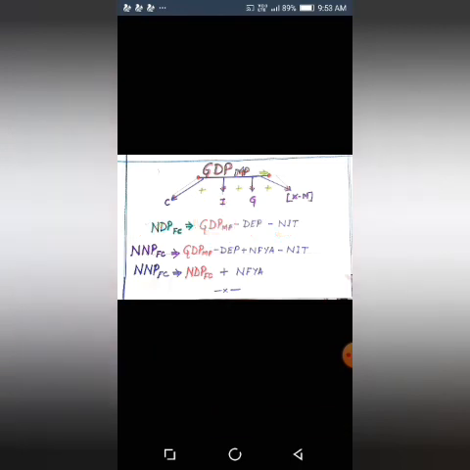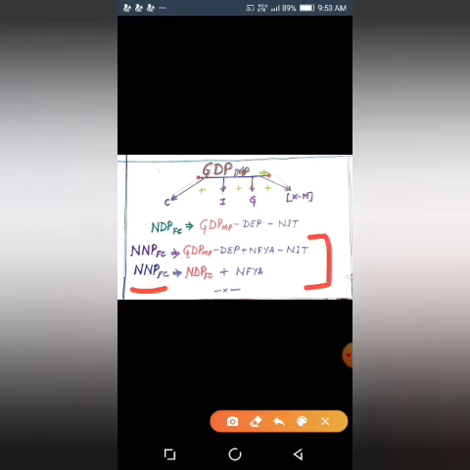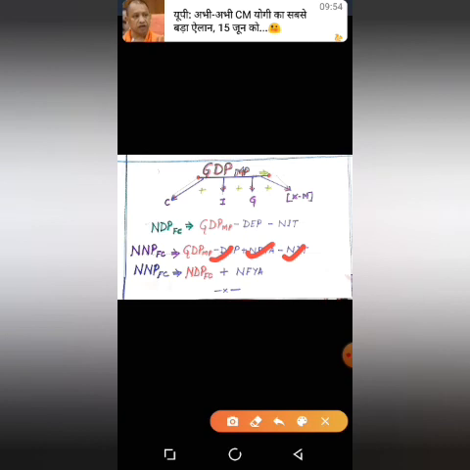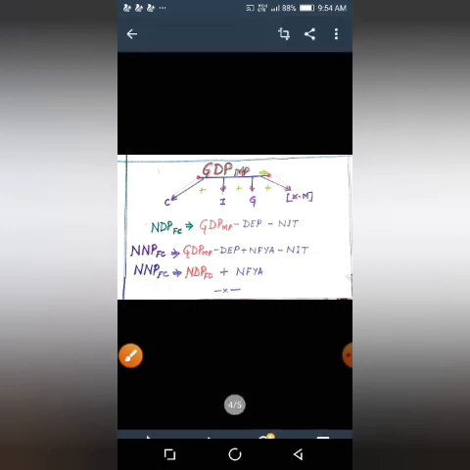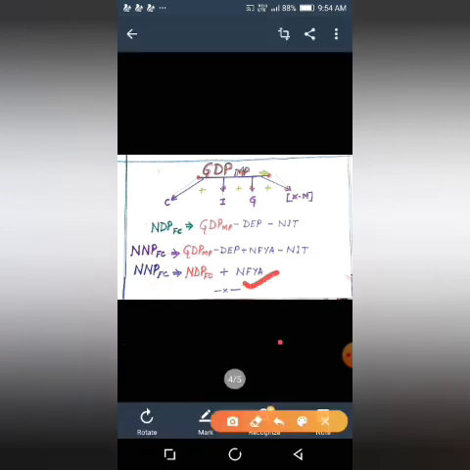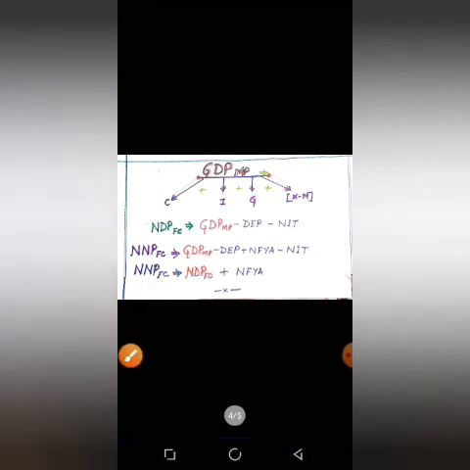But if we are going to calculate national income, that is NNPFC, there are two ways. One, if we deduct depreciation and NIT and add NFYA, then we get NNPFC. Next one, if we add NFYA in domestic income, then we get national income. Clear?